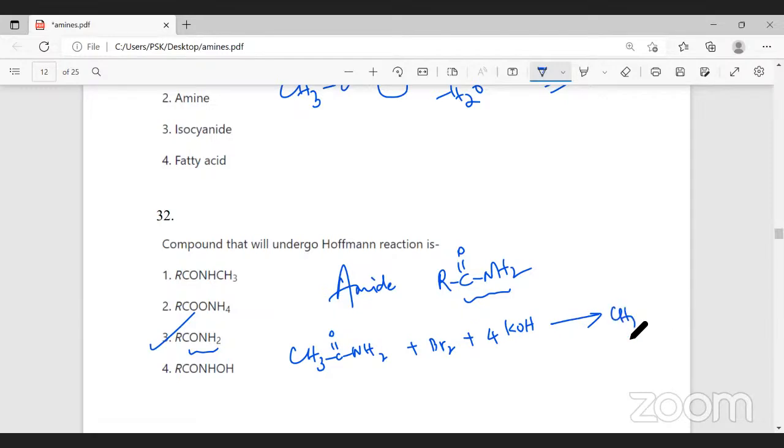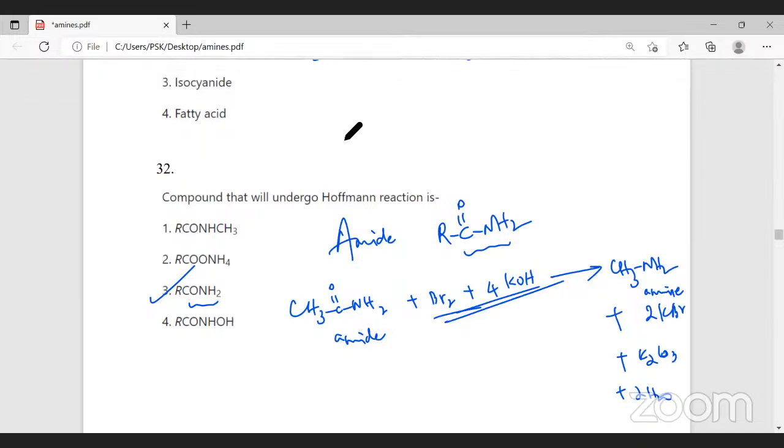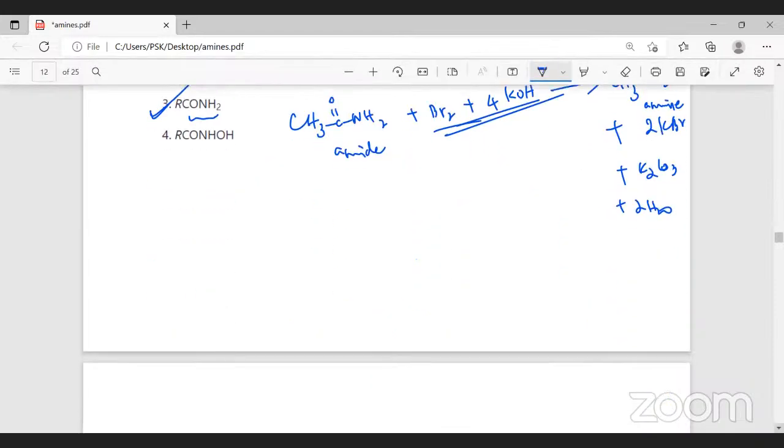So you get an amine, CH3NH2, plus 2 KBr, and you will get K2CO3 as a byproduct, and also 2H2O. So conversion of an amide to an amine using bromine and potassium hydroxide solution is called Hoffmann's bromamide reaction. Hence, for this question, only amides can undergo Hoffmann's reaction. Option 3. The next question.